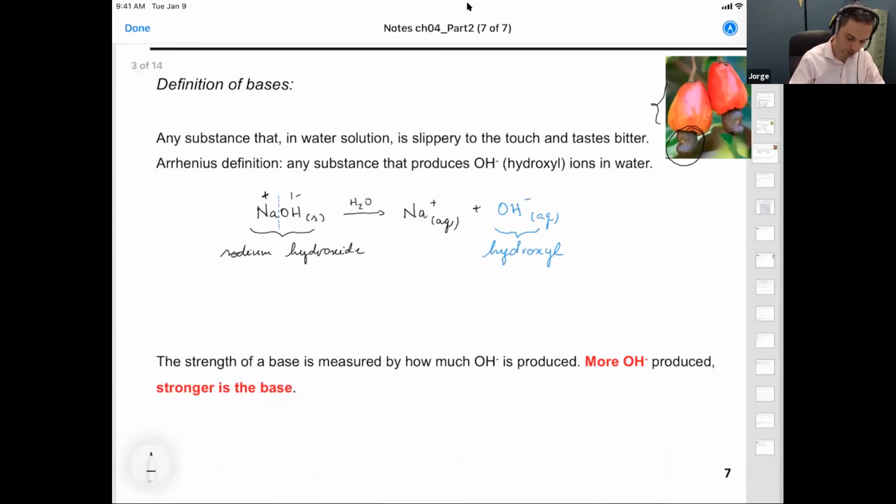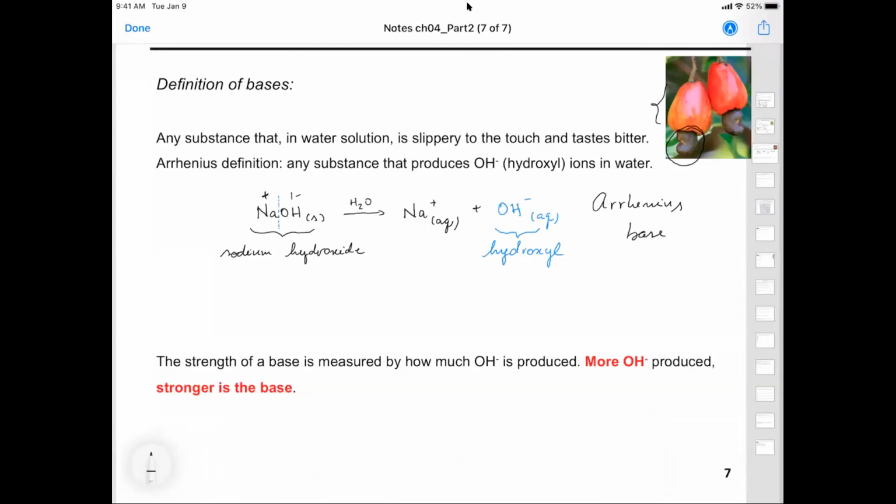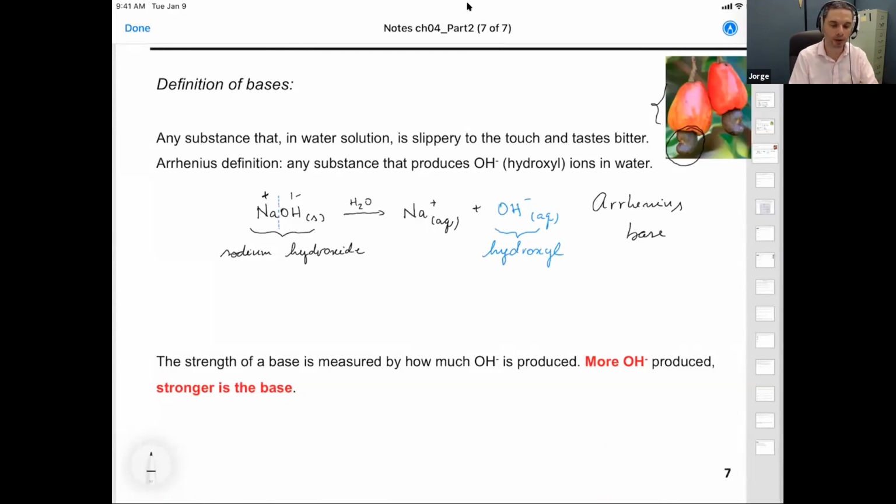And here we have what we call an Arrhenius base. So every time you dissolve a base in water, the bond between hydroxyl and the metal will be broken in most of the cases, and that's going to produce the metal plus and hydroxyl ions. And that satisfies the Arrhenius definition of bases.